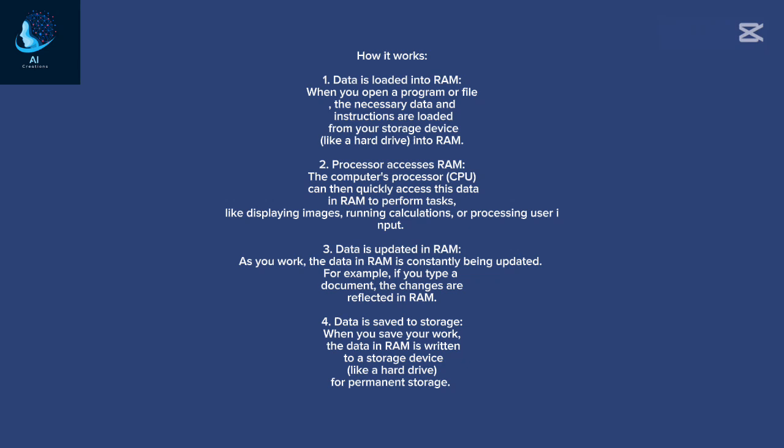2. Processor accesses RAM. The computer's processor, CPU, can then quickly access this data in RAM to perform tasks, like displaying images, running calculations, or processing user input. 3. Data is updated in RAM. As you work, the data in RAM is constantly being updated. For example, if you type a document, the changes are reflected in RAM. 4. Data is saved to storage. When you save your work, the data in RAM is written to a storage device, like a hard drive, for permanent storage.